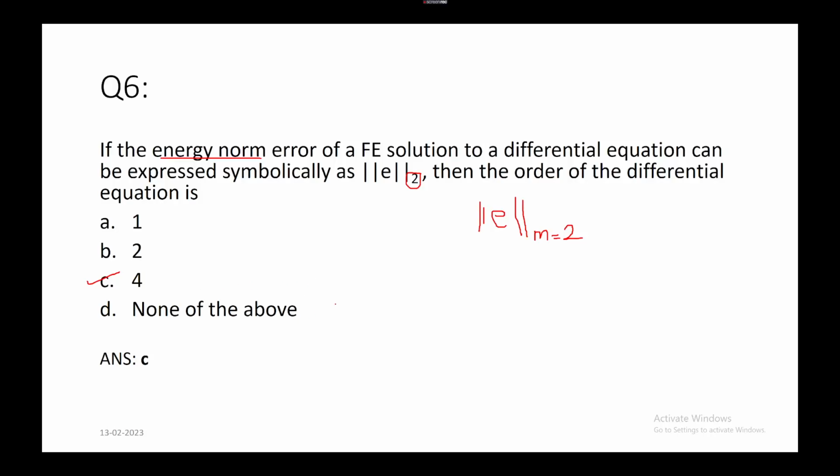Actually, if you would have observed in the lecture, when your energy norm is symbolized as E to the base m, the order of the differential equation is nothing but 2m. So 2 times 2, 4. So yes, the answer is option C.